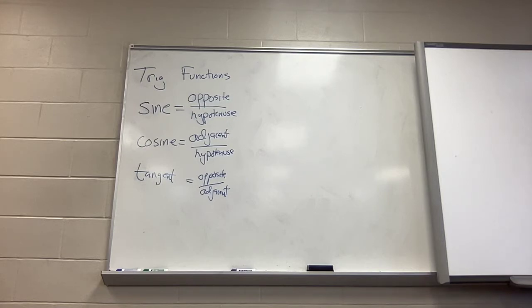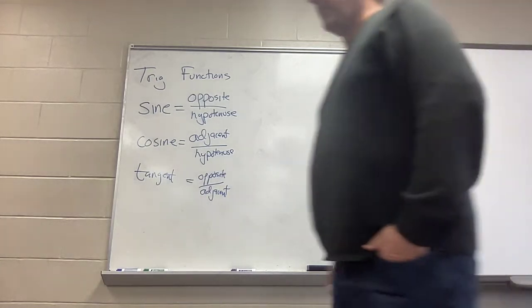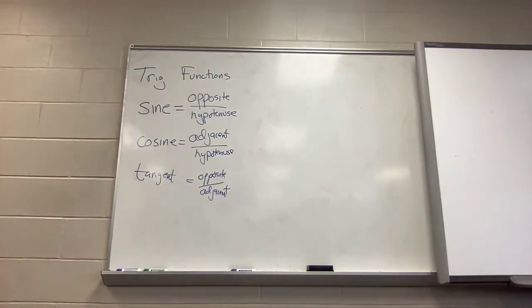And when I grew up in Faribault, Minnesota, we memorized sine is opposite over hypotenuse. Cosine is adjacent over hypotenuse. Tangent is opposite over adjacent. That's how we did it. We just memorized it. Back in Faribault, Minnesota, some of you have driven through Faribault, Minnesota when you're going south.